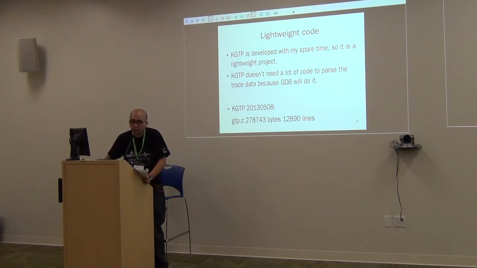So you need a lot of code around it, but KGTP doesn't need that, because GDB can get the input from the user and translate it into the right addresses, which address he cares about, which register name he wants, and send the data to KGTP. KGTP can focus on getting data from the kernel and just sending it back to GDB, and GDB can translate it back into information the user can understand and give it back to the user.